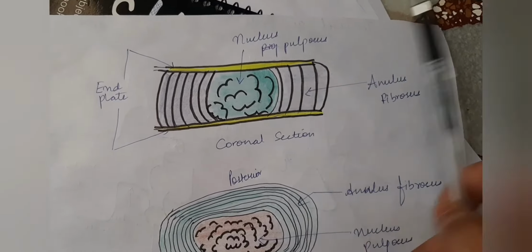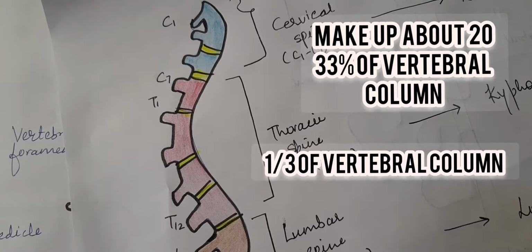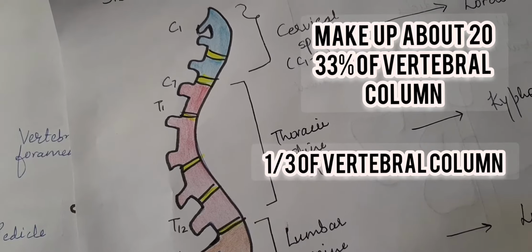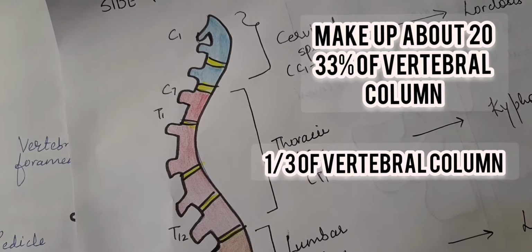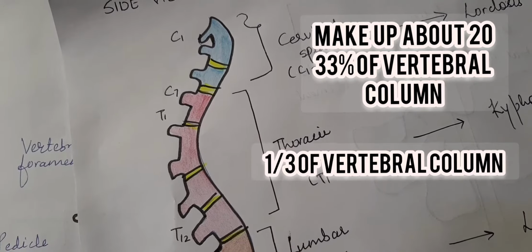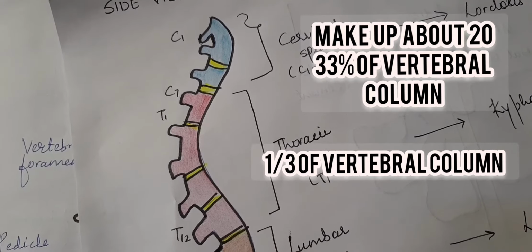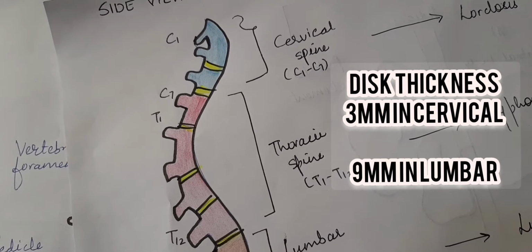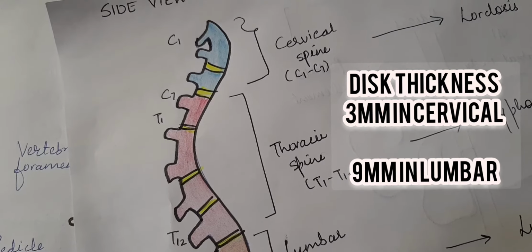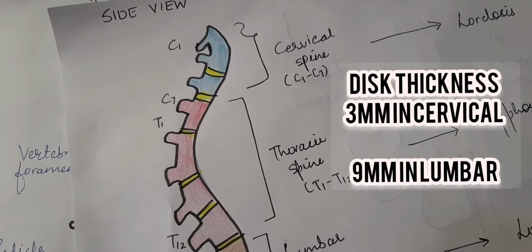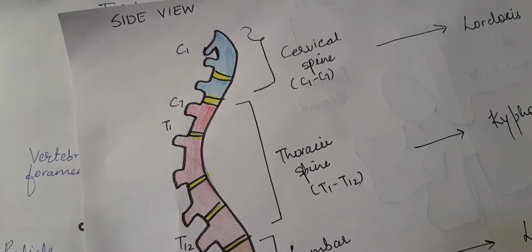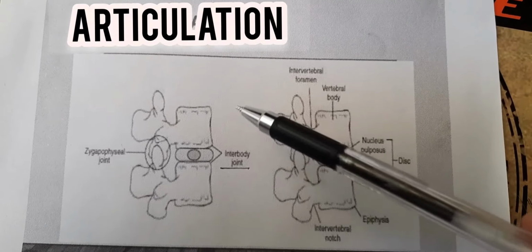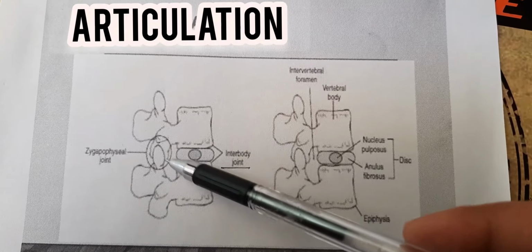One more thing you need to remember is that the intervertebral disc makes up about 20 to 33% of the length of the vertebral column. Majorly one-third of the vertebral column is intervertebral disc, and it increases in size from the cervical to the lumbar region. The disc thickness is approximately 3 mm in the cervical region and 9 mm in the lumbar region, because weight bearing in the lumbar region is the largest, and in the cervical it is the lowest. Now, if we talk about the articulation, this is basically the interbody joint.